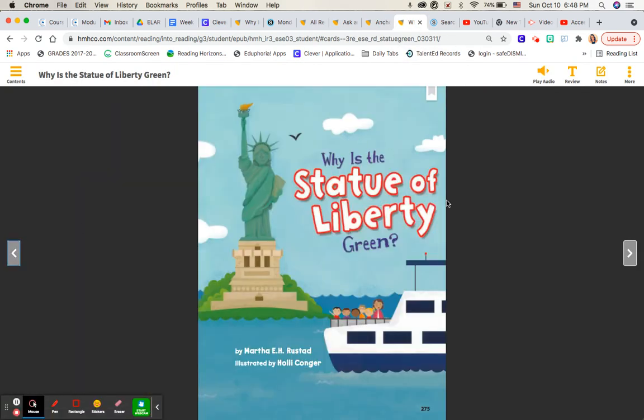So here's our story for the week. It says, why is the Statue of Liberty green? I'm just going to read the first two pages, and I'm going to model for you how I would ask and answer myself a question and do the activity in the classroom.